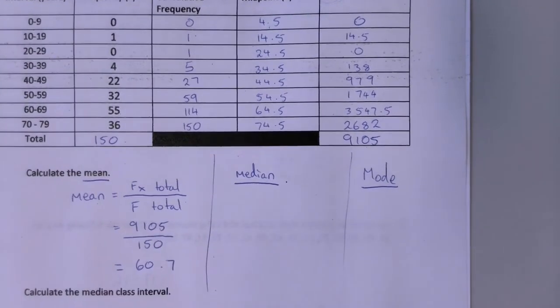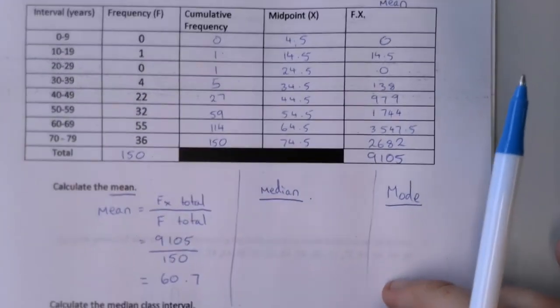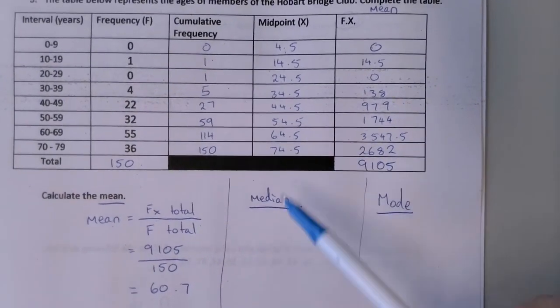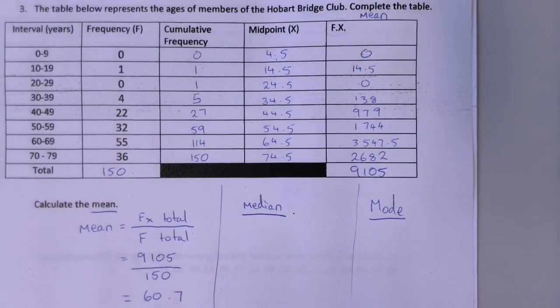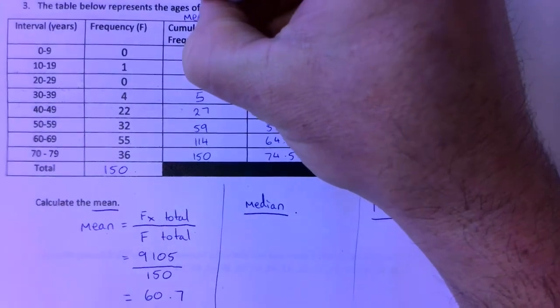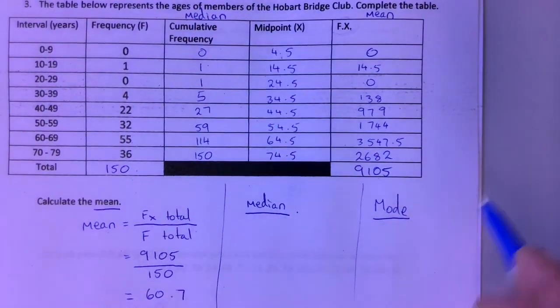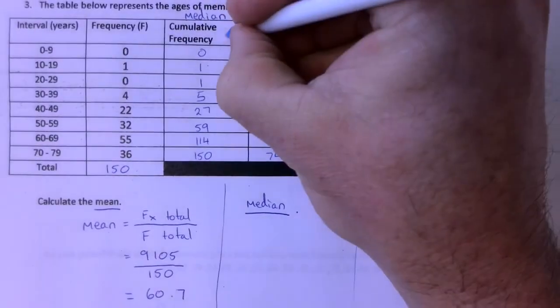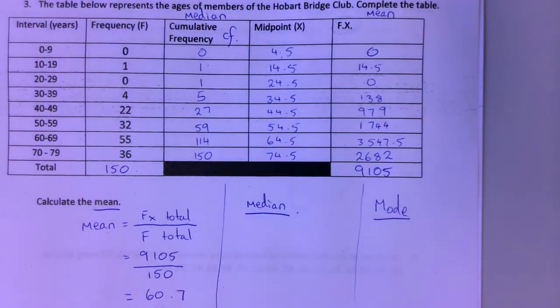This next part of this question is asking you to find the median. It asks you down here, but I'm just doing it up here so we can all see the table at the same time. Now, the median is going to be found using the cumulative frequency column, okay? So make yourself a note that the cumulative frequency column, which is sometimes called the CF, is what you'll use to find the median.